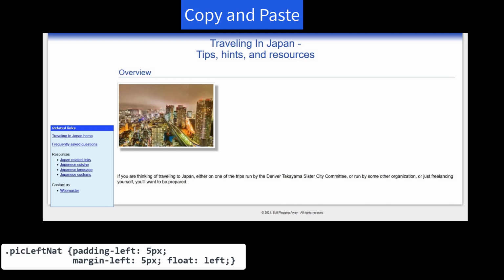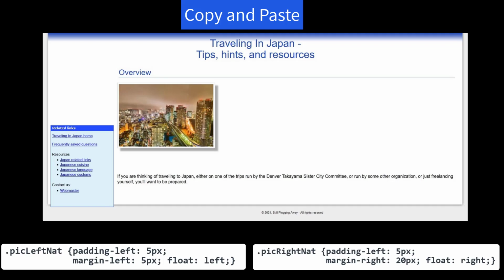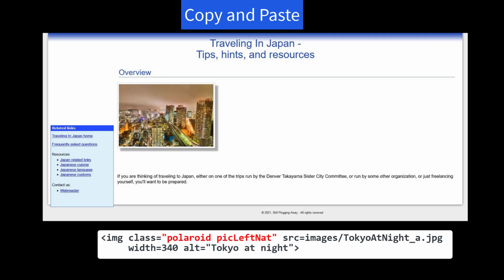.pickLeftNat, padding-left 5 pixels, margin-left 5 pixels, float left. And looking a little bit ahead, we'll want something similar for the pictures on the right-hand side of the page. So I have pickRightNat, padding-left 5 pixels, margin-right 20 pixels, float right. So now we change our tag for the first picture, image class equals Polaroid pickLeftNat, and the rest is the same, and we see this.